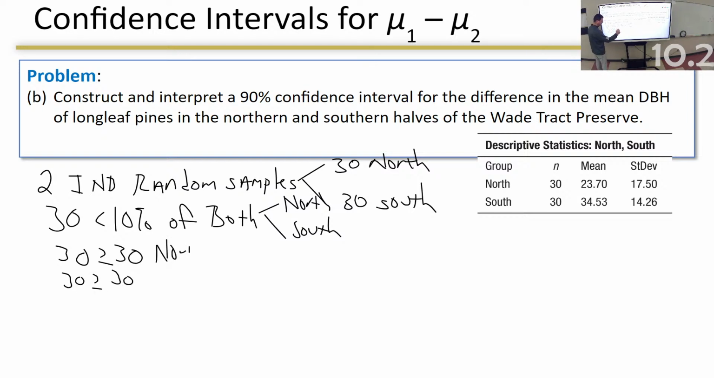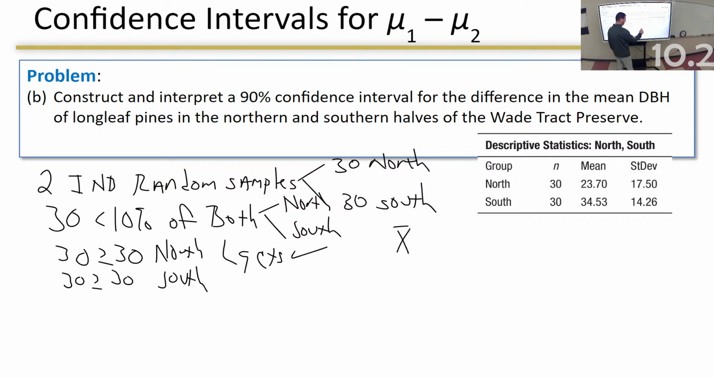Approximately normal or large counts. Don't care. Large counts. That'd be a little iffy right there. Large counts. Okay.